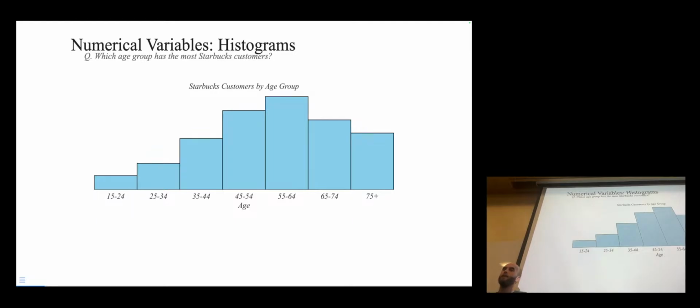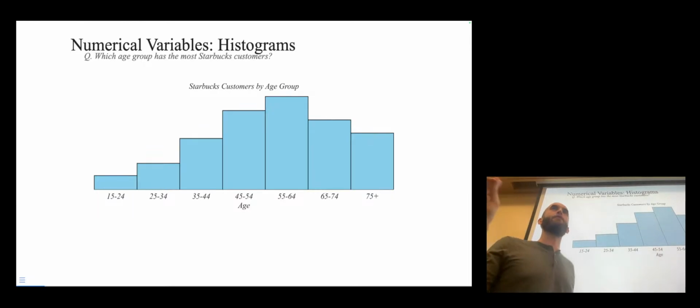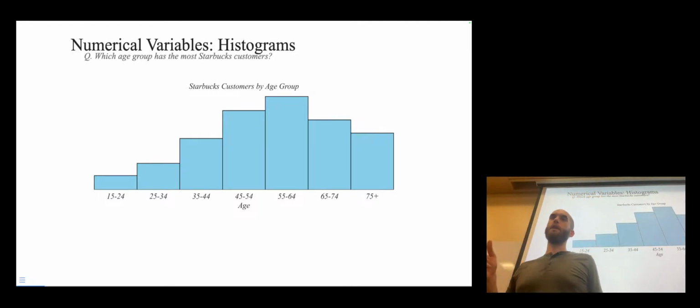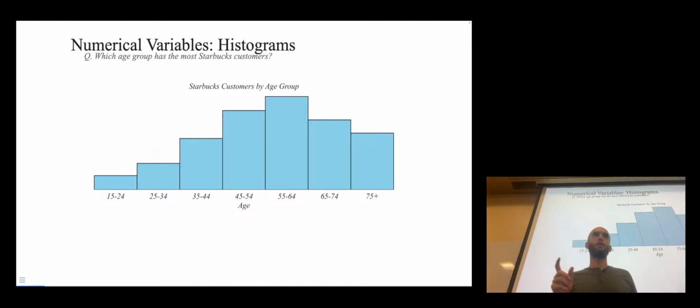So if I were to give you this figure, I've taken the Starbucks customer profile data, and I've created what we call a histogram. This is just bins. We have everyone's ages, and I'm just putting each individual customer in one of these bins. You've probably seen a figure like this before. If I were to ask you this question, what would be your answer? Which age group has the most Starbucks customers?